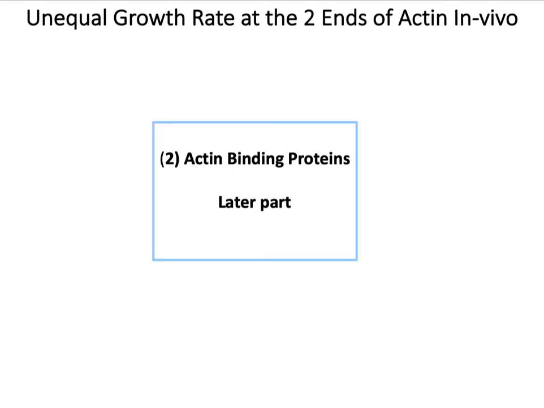So the second reason for the unequal growth rate is that there are certain actin-binding proteins within the cell that add another layer of regulation to the addition of monomers at the plus end and the loss of monomers at the minus end. In this part of the talk, we are going to talk about these actin-binding proteins, so we'll come back to this later.